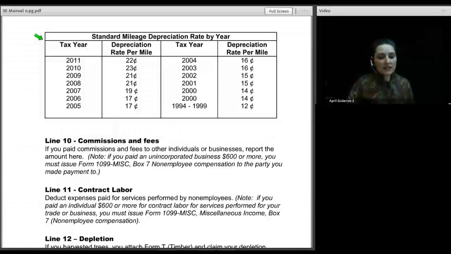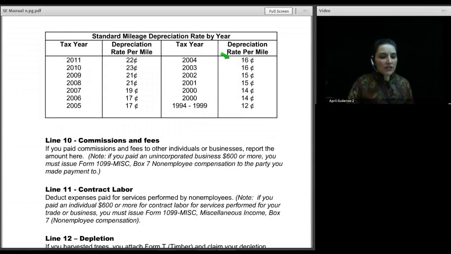And I started maintaining records of the standard mileage rate when I first started running tax school back in the year 2001. And back then, the standard mileage rate in play between 1994 and 1999 was 12 cents a mile. In 2000 through 2001, it moved to 15 cents a mile. And over time, it's just gradually creeped its way up. Now, in 2010, the depreciation amount was 23 cents a mile, but for 2011, it's dropped to 22 cents a mile.